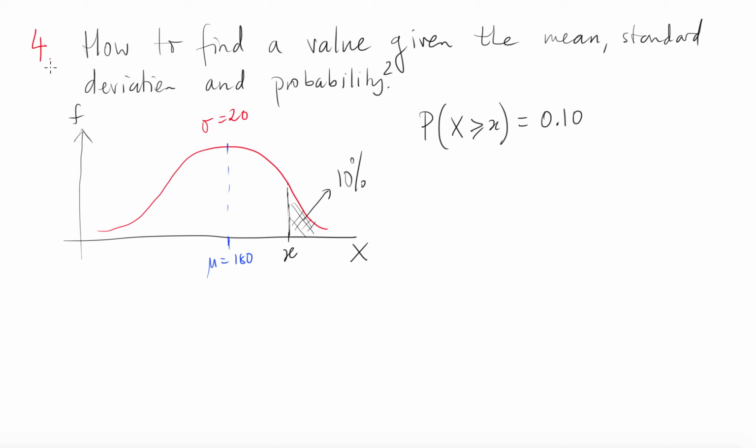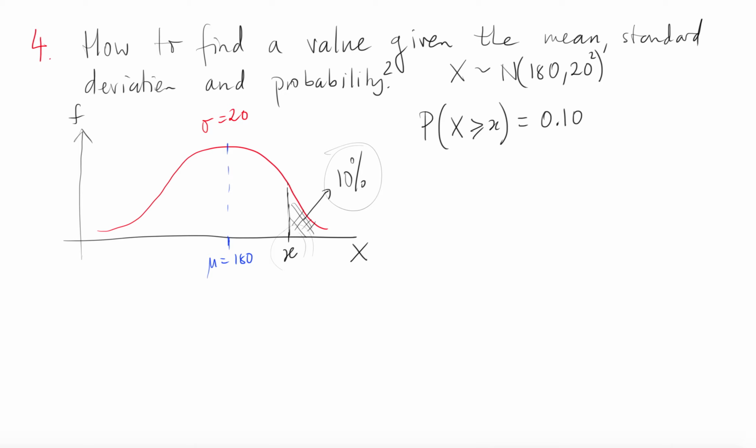Now let's try and answer question 4. How do we find a value given that we have the mean, the standard deviation, and a probability? So let's say we have a variable which is normally distributed with a mean of 180 and a standard deviation of 20, and we're told that above a certain value x we find 10% of the population, but we don't know what this value x is. We want to find that.